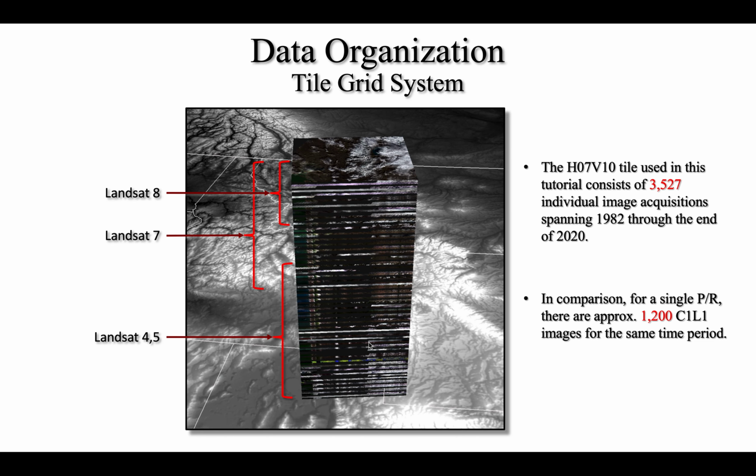As a result, for tile H7V10, there are 3,527 Landsat 4, 5, 7, and 8 images intersecting the grid from 1982 through the end of 2020. In comparison, for the path 38 row 34 image, there are approximately 1,200 collection 1 level 1 images available for the same time period. The goal of the Landsat ARD product, therefore, is to organize and package the data to increase the frequency of revisit as well as to simplify the processing needed by users to achieve the same temporal density of data.